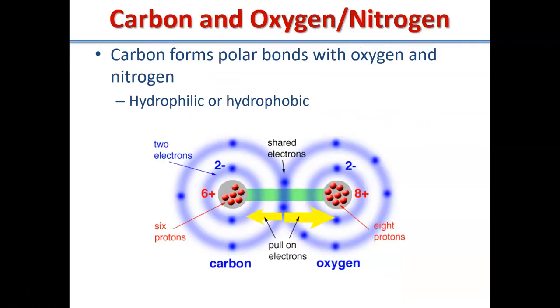Again, carbon can form interactions with oxygen or nitrogen, and when it does that, these tend to be polar bonds, meaning it's going to be hydrophilic, but some portions of it can also be hydrophobic. So it really just depends on where the interaction is. For example, with carbon binding with oxygen, you see oxygen has a bigger arrow, a bigger pull on electrons because it has 8 positive protons versus carbon's 6 positive protons. That means it's going to have a higher electronegativity here.